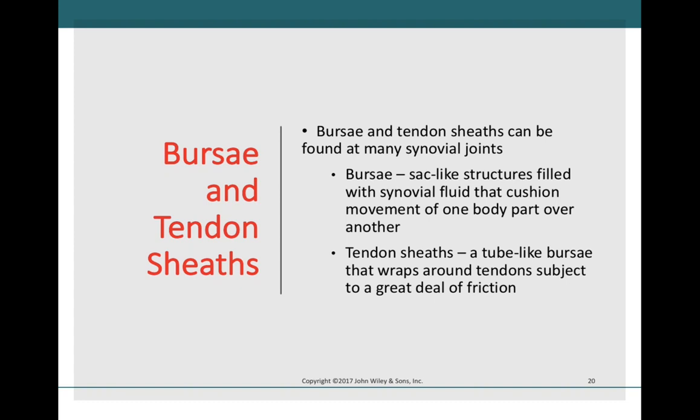So some tendons, especially in the forearm, are going to be very, very long cord-like structures that stretch for a great distance. And around those we'll wrap this tendon sheath, and that's going to allow for protection of the tendon. So both of these are structures that contain synovial fluid and cushion different parts of our bodies. Bursae are going to be sac-like structures, and tendon sheaths are going to be tube-like structures. The only difference is in how these two are shaped.